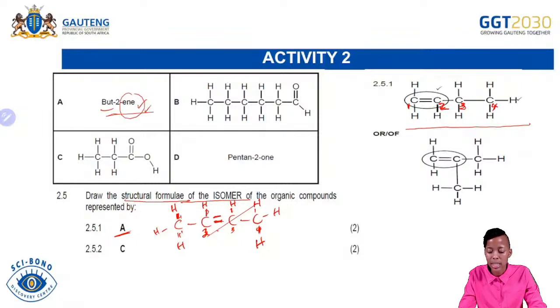That would be exactly the same structure, because initially it was in between carbon number 2 and carbon number 3. So what have we done? We have changed the position of the double bond. On the original, the position of the double bond was on carbon number 2. On the new one, the position of the double bond is now on carbon number 1, right?